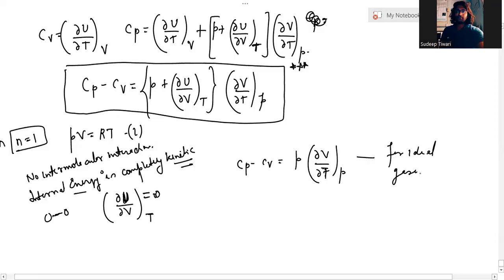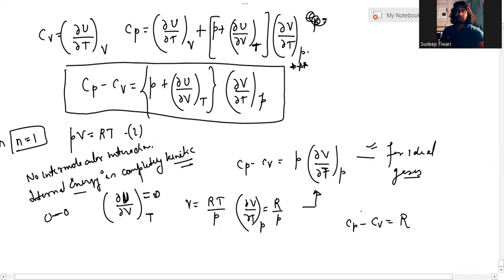Now for ideal gases, if this is the case, I already know my volume is nothing but nRT upon P. And P is constant, so del V by del T will be equal to R upon P. Now replacing this in this equation, I get del V by del T at a constant pressure as simply equal to R upon P. So Cp minus Cv turns out to be equal to R. This is called Mayer's formula. And this formula holds rather well for monatomic gases, so for monatomic gases this holds quite well.